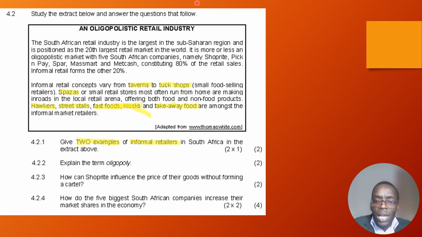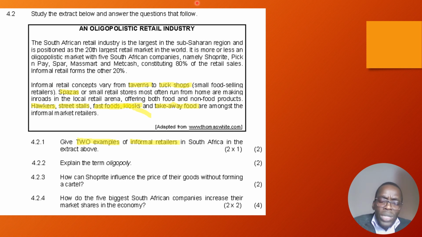Okay, and then the next question reads: how can ShopRite influence the price of their goods without forming a cartel? Now what we need to understand is that a cartel, remember, is an example of explicit collusion, and normally when we say explicit collusion, we are saying this is when businesses come together and agree that they are going to manipulate the market output or market quantity with the intention of increasing the prices, the ultimate reason being to increase the price.